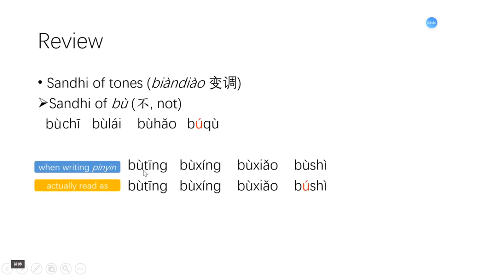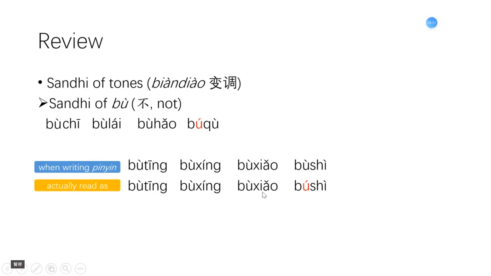Similarly, the first line is when we are writing in Pinyin, we always write its original tone. And the second line indicates its actual reading. Okay, so like 不听, 不行, 不晓, and the last one is actually pronounced as 不是. So this is Sandhi of bu.